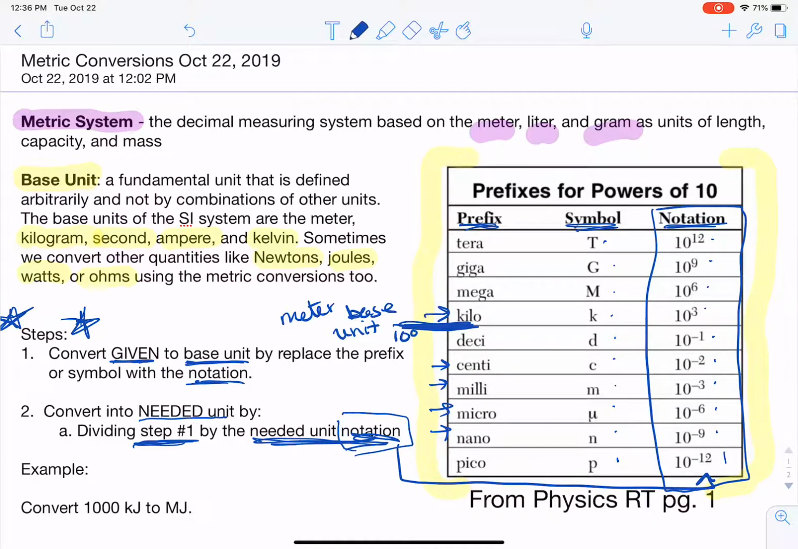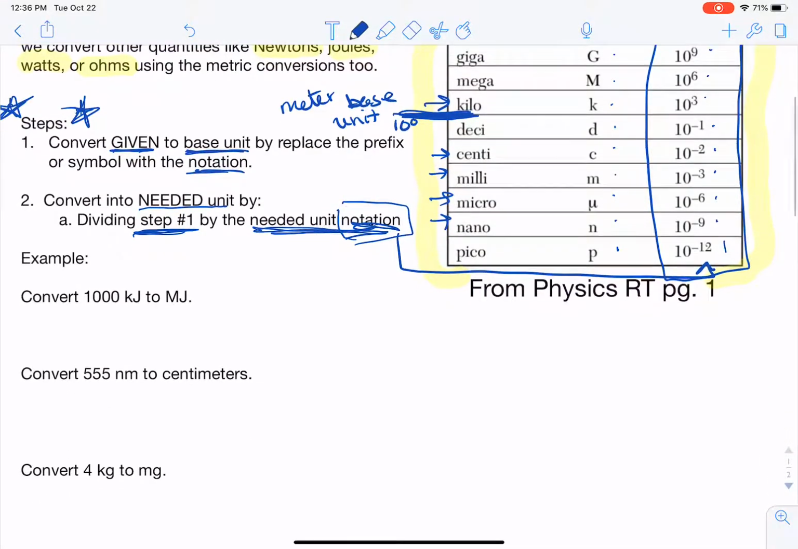All right, so let's do an example. Example number 1 says convert 1,000 kilojoules to megajoules. You might not know what the J means yet because we haven't taught energy, but J means joules, and it doesn't matter. Even if you get a unit you've never seen before, you can still do the conversion.